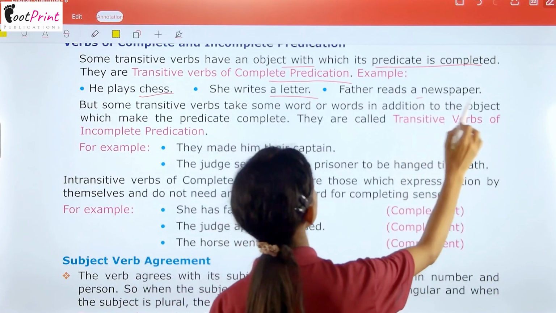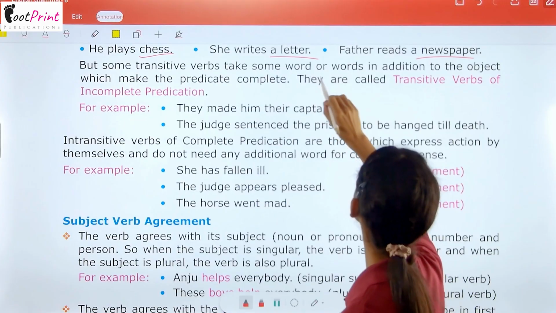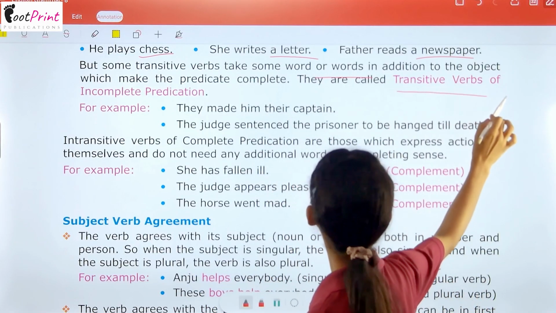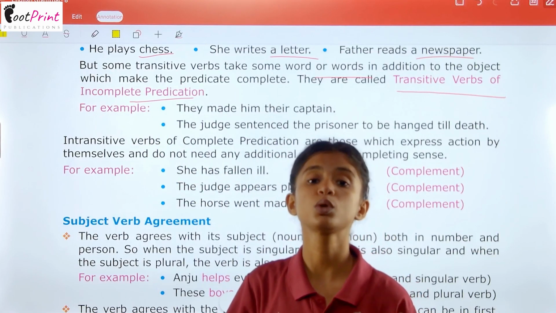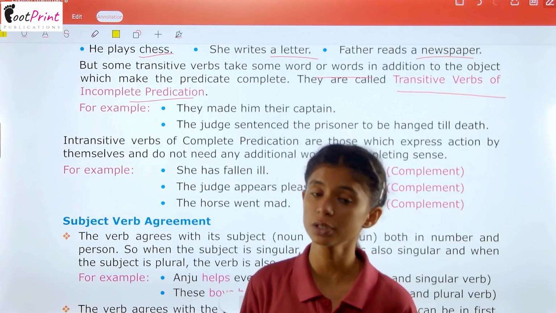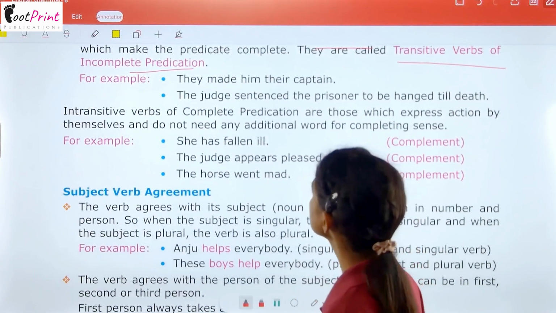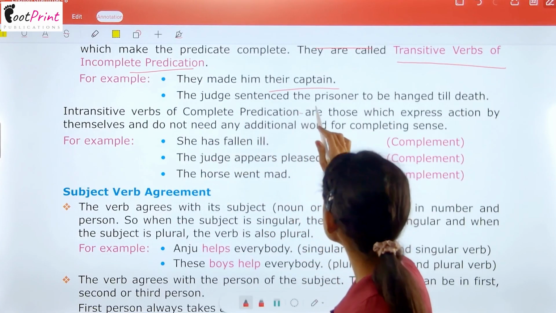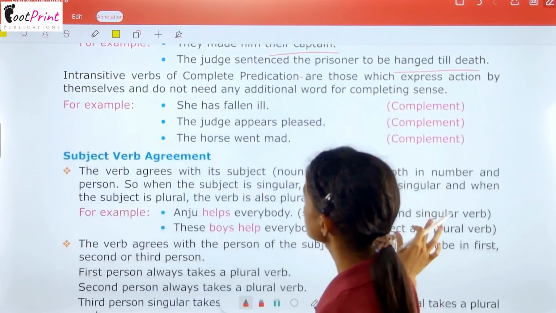Father reads a newspaper. But some transitive verbs take some word or words in addition to the object which makes the predicate complete. They are called transitive verbs of incomplete predication. So the verbs which need something more than the object to complete its predication are called incomplete predication. They made him their captain. The judge sentenced the prisoner to be hanged till death. Okay, I hope you understood it.